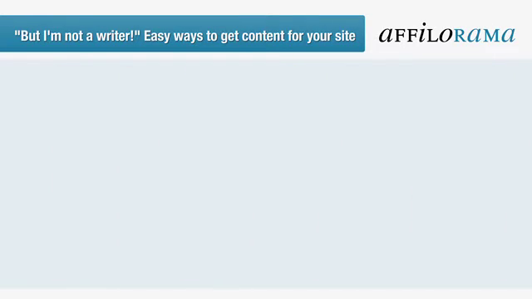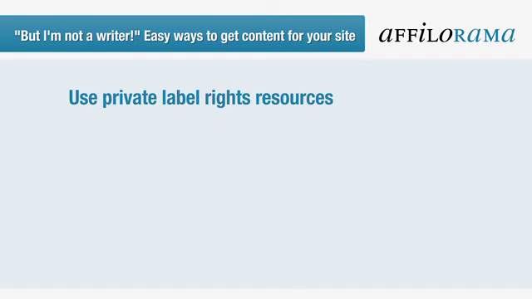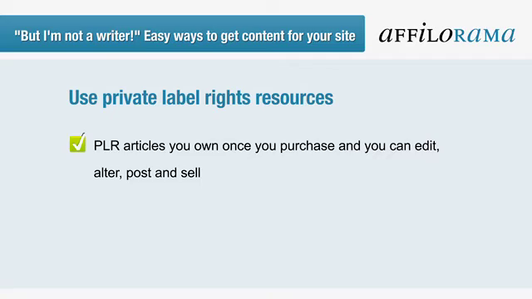Number 2, using private label rights resources. Private label rights, or PLR articles, are articles that essentially become yours once you purchase them. You can edit them, alter them, put your name on them, post them on your website, bind them together into a book and sell it. The choice is yours when you buy PLR articles. The author relinquishes almost all rights to the content.